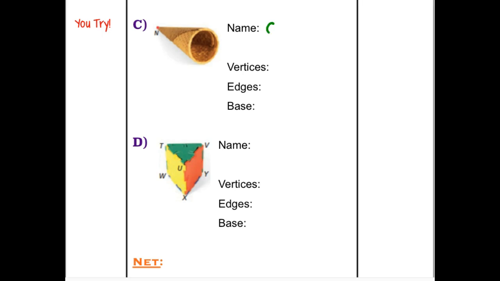We have a cone here, and I can tell because it's an ice cream cone. Vertices, we only have one, and that's point N at the top. We don't have any others because of that curved surface. We have no edges. And the base, this base isn't labeled, so let's go back in and we can call it E. So we're going to call it circle E. I apologize for not getting that to you sooner.